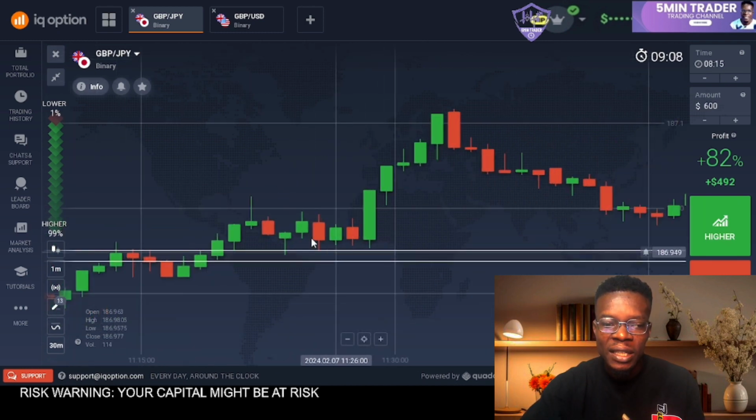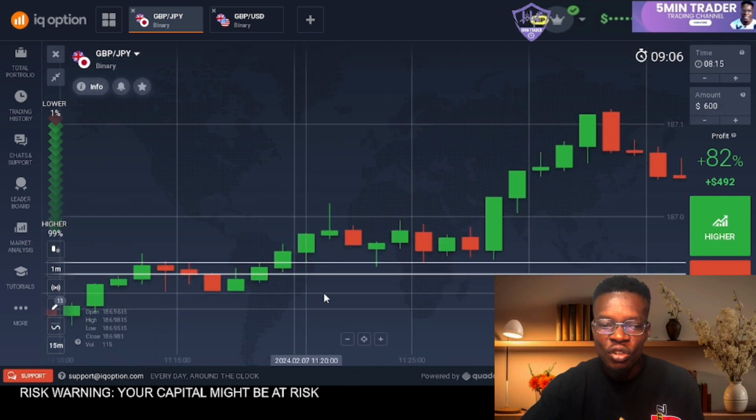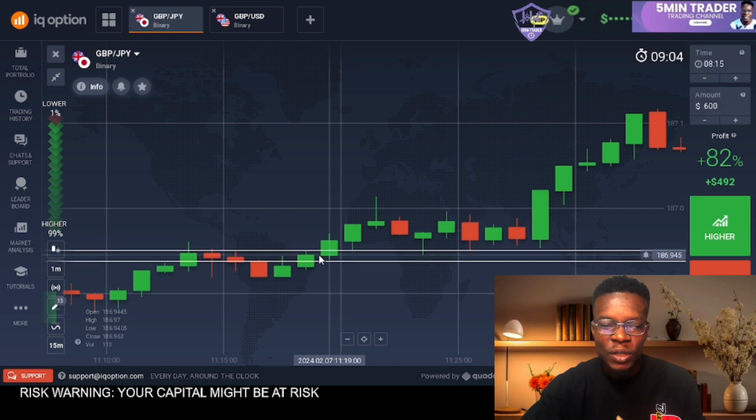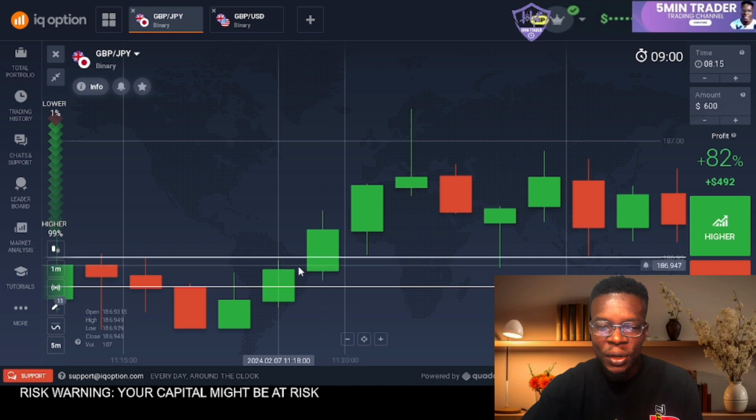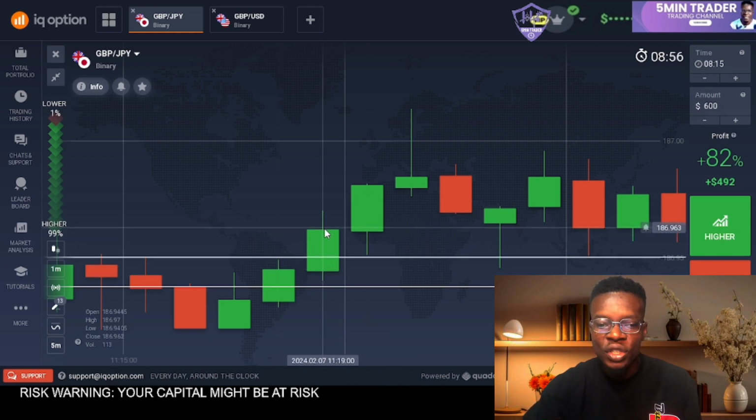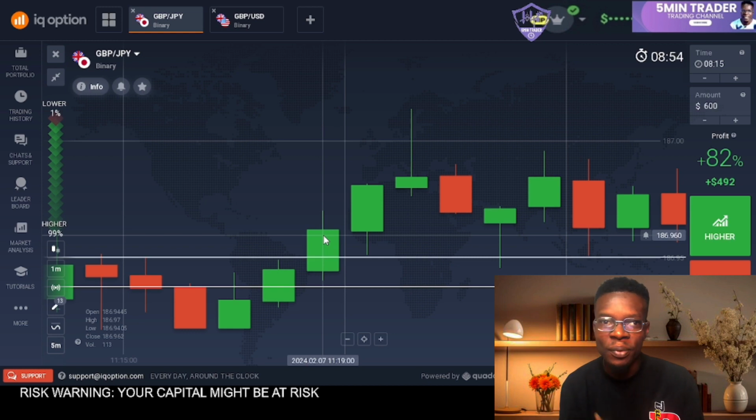So you see that this is what a strong breakout should look like, which means the price is now moving and then it closes above the horizontal level. When the price closes above this level, you're going to place your trade immediately. The price closes above the resistance horizontal level, and when it closes above, you need to place your trade.